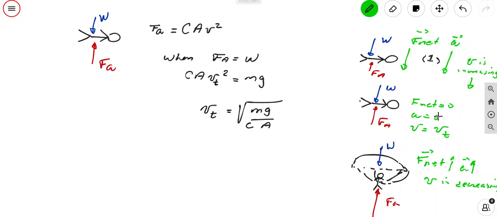But usually when you jump from a plane, the value of the terminal velocity without a parachute is very, very high. We can be talking, and you watch the video that I post, we can be talking about 50 meters per second or something like that. So that is a very high value. If you land at that velocity, you're going to die for sure.